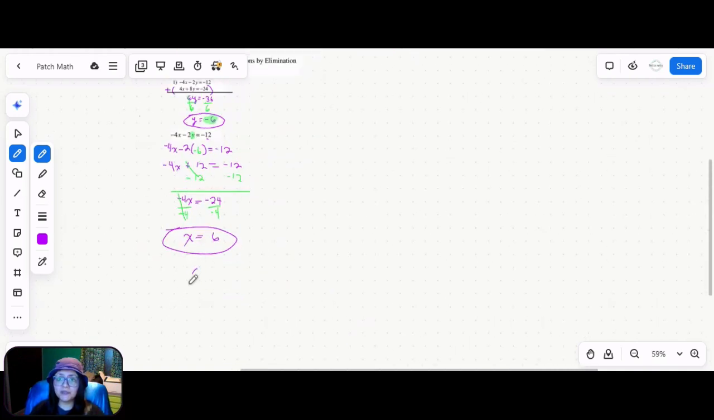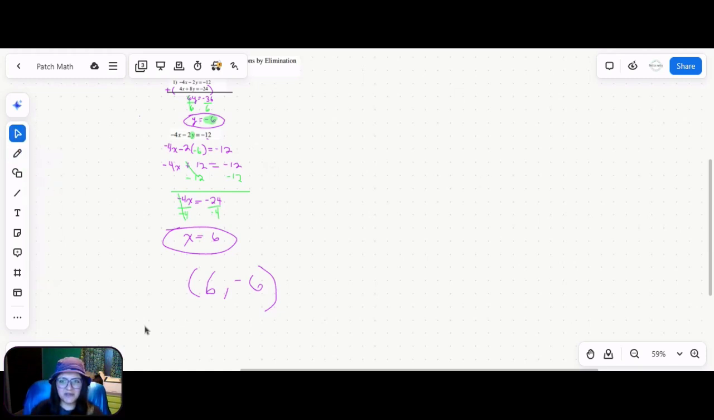So you might be one of the students who has a teacher that would count you off if you did not write this in ordered pair form. I would probably shave off a portion of a point there, depending on how it's phrased. But it is important to note that this solution is an ordered pair. It is an intersection on a graph.